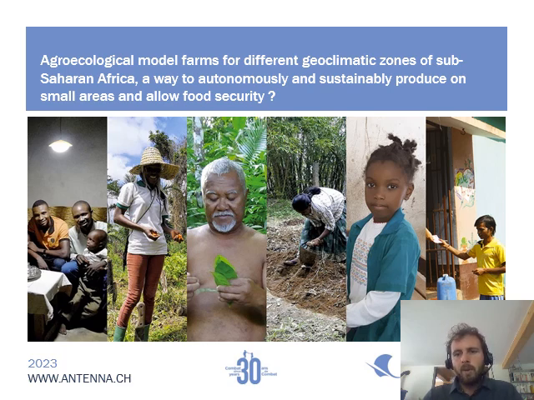So this is why today I will talk about what we do at the agroecology unit of the Antenna Foundation. The presentation today is about an agroecological model farm for different geoclimatic zones of sub-Saharan Africa. Is it a way to autonomously and sustainably produce on small areas and allow food security? As I said, today I will show in more detail what we do at the Antenna Foundation in the agroecology unit and give an example of one of our agroecological model farms.